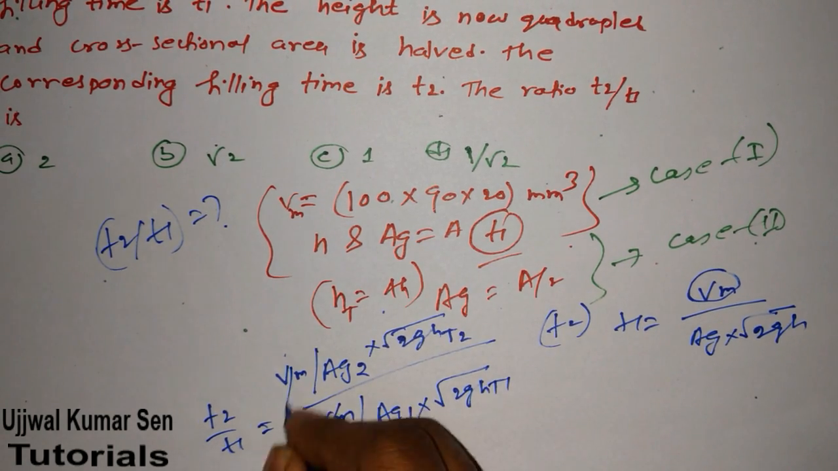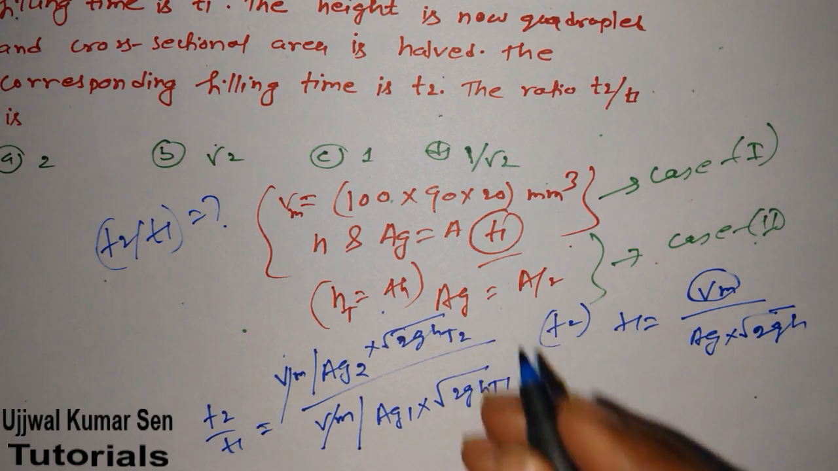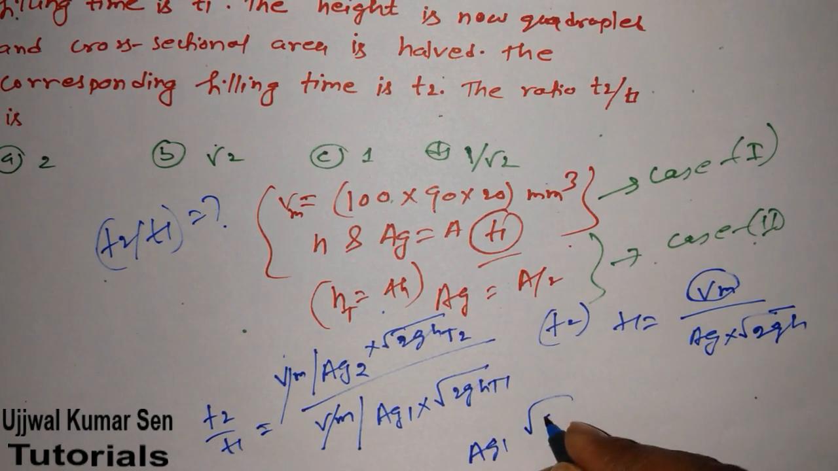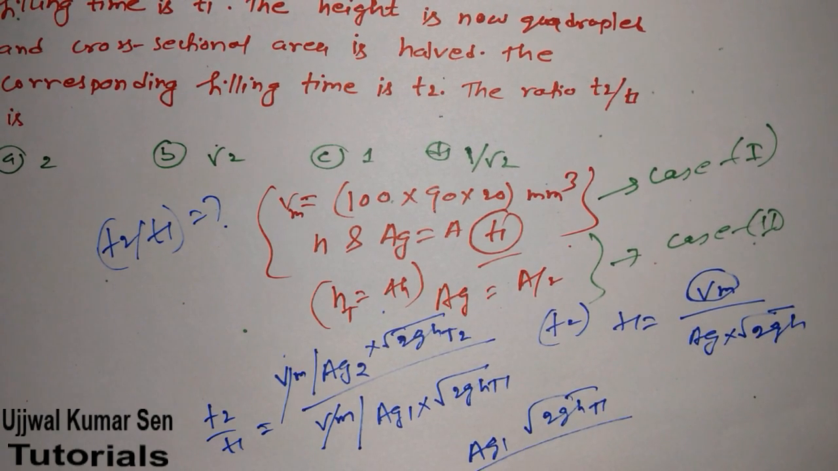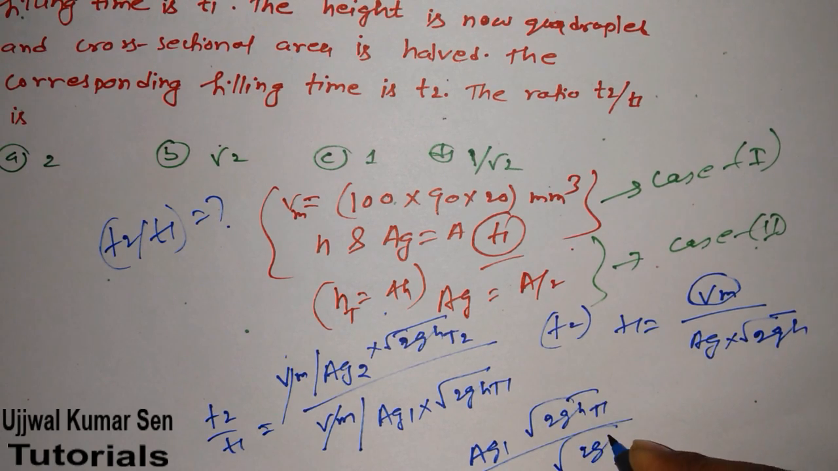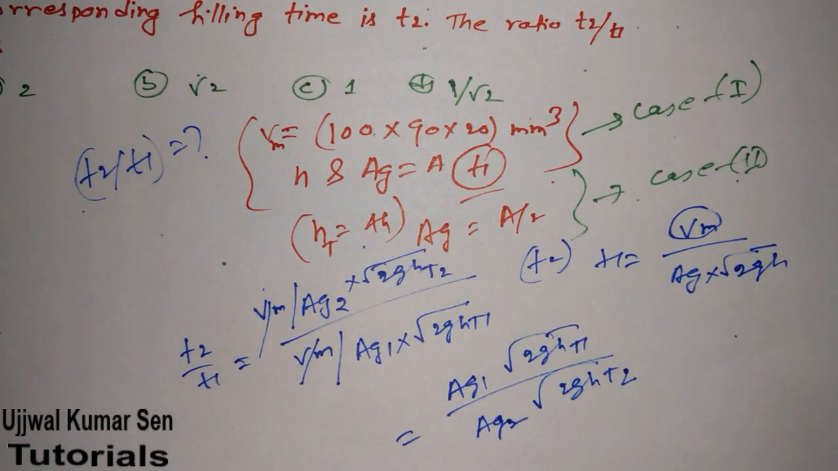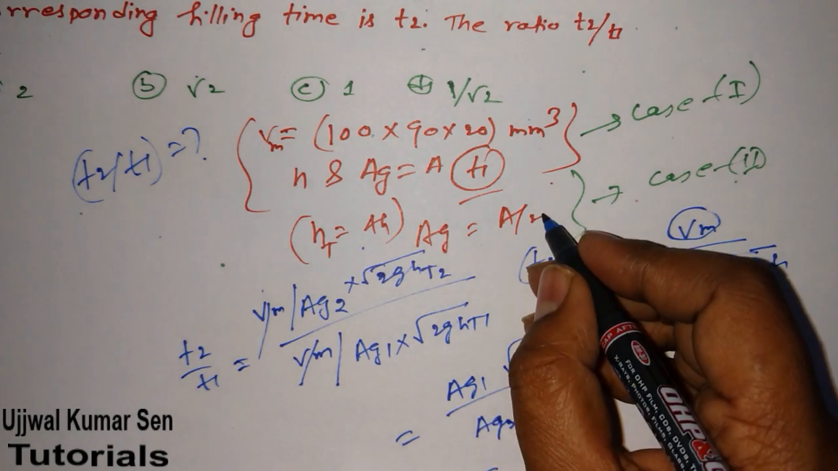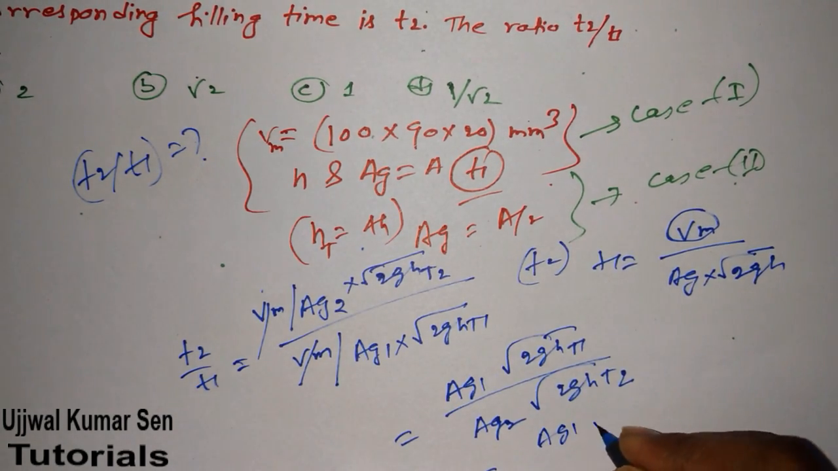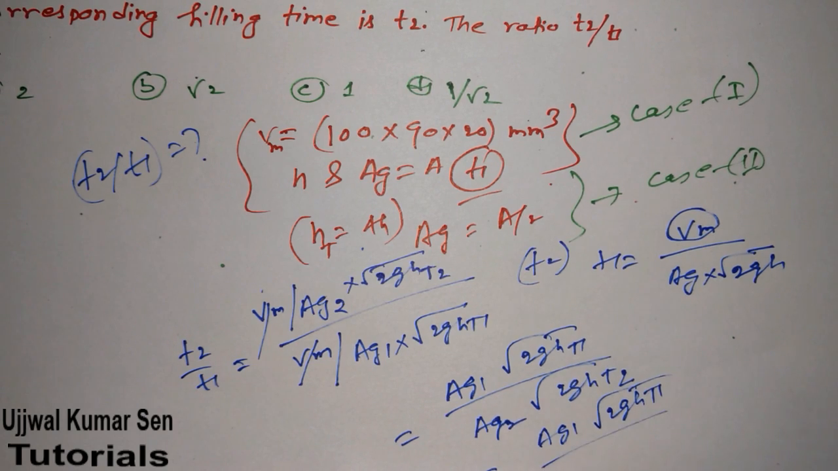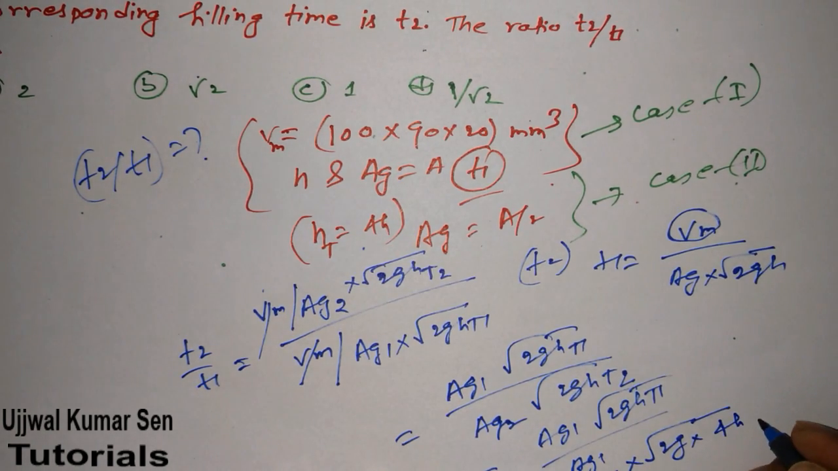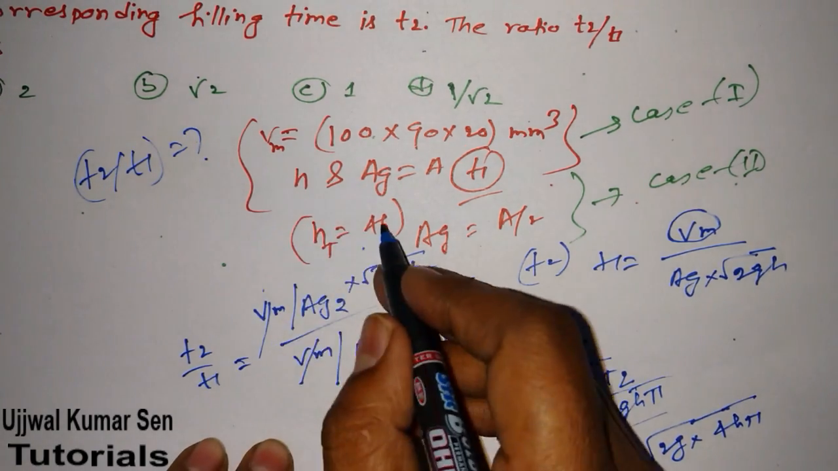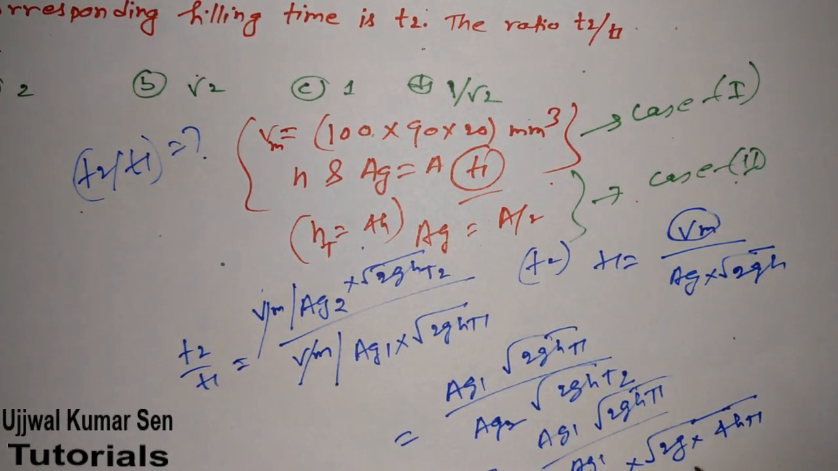So VM gets cancelled. What happened? This will go upside. So AG1 root 2GH T1 divided by AG2 root 2GH T2. Now what is AG2? Basically half of AG1. So AG1 root 2GH T1, AG1 by 2 multiplied by root 2G. What is HT1 basically? 4H. So 4HT1. This is the comparison, right? So what is happening here?